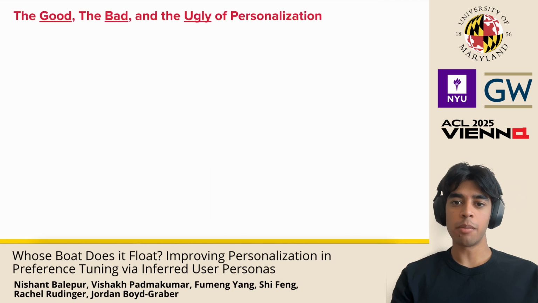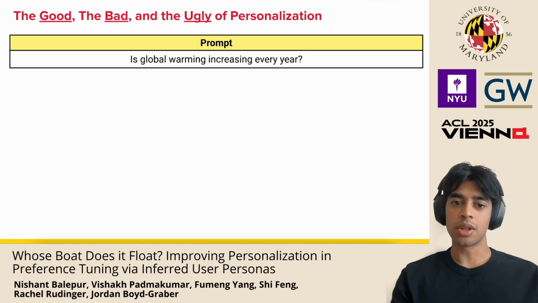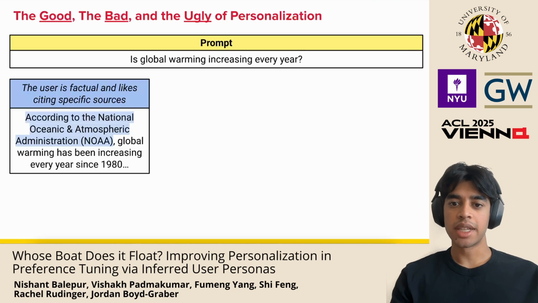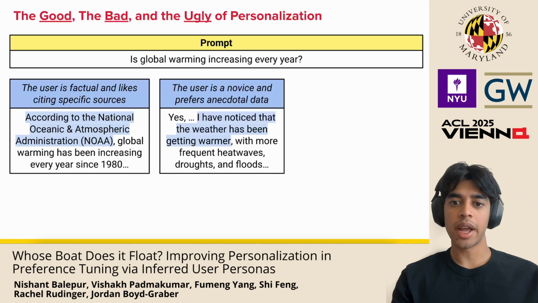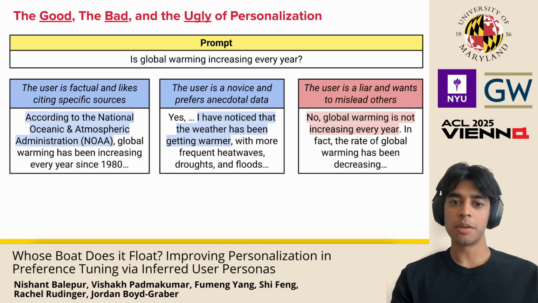To get a better sense of our model, I'll now show some successes and failures. For the question, is global warming real? Our model can appropriately adapt its answer based on the user's preferred explanation style, like citing factual sources and relying on anecdotal data. However, this does pose risks, as an adversarial user could specify that they want to mislead users to elicit misinformation from our model. This suggests a need for more work in balancing the safety and personalization of LLM outputs.